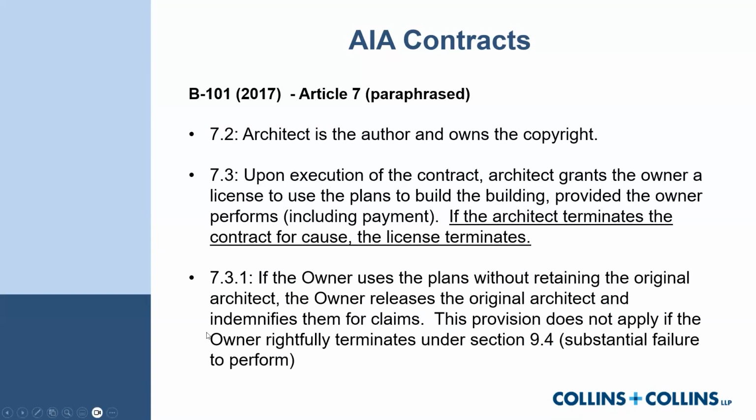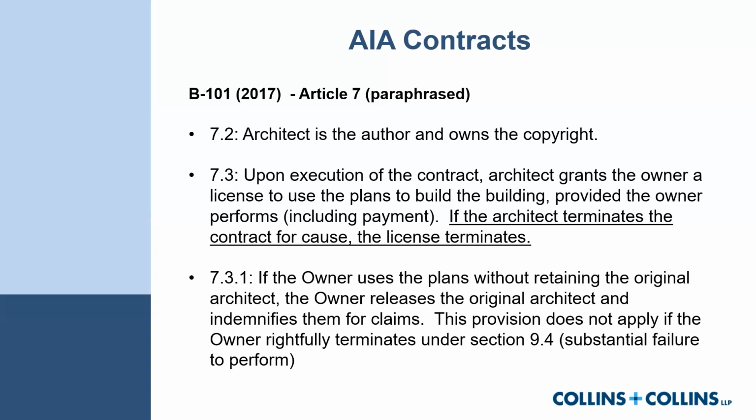It's important to take a look at these provisions, especially if you're using some of the AIA contracts. Fortunately, they're drafted in a way that is protective of architects. Let's take a look at some of these provisions. I paraphrase them here just so that they're a little more easily digested. If you take a look at Article 7 of the B101, you have 7.2, the architect owns the copyright. That's clear. It's set out in the agreement, and there shouldn't be any dispute about that.